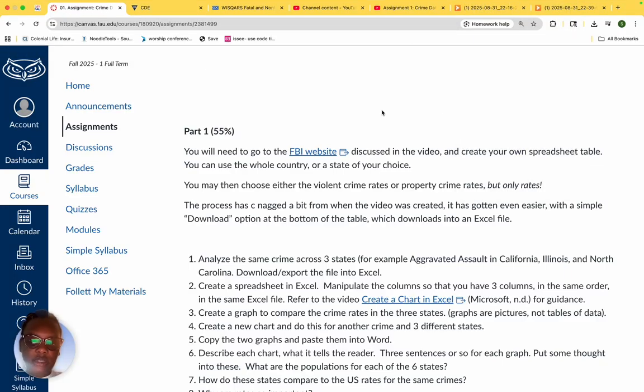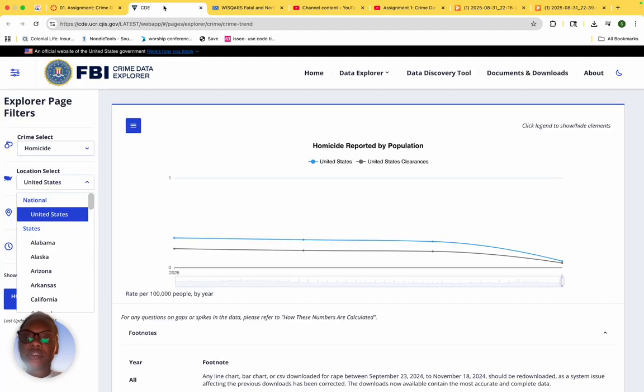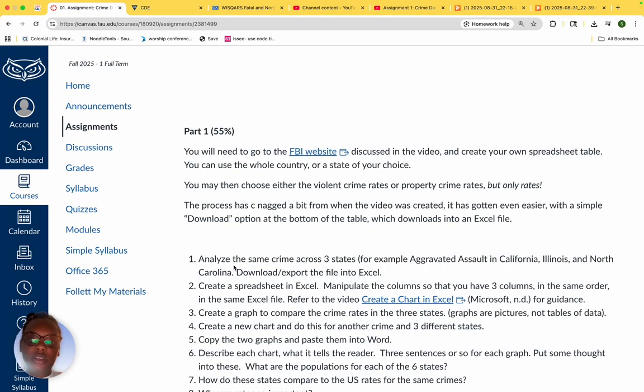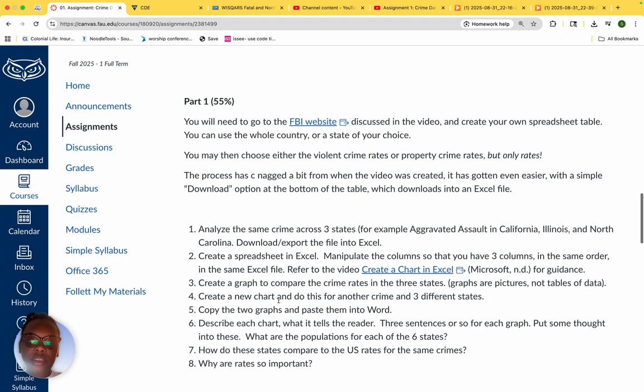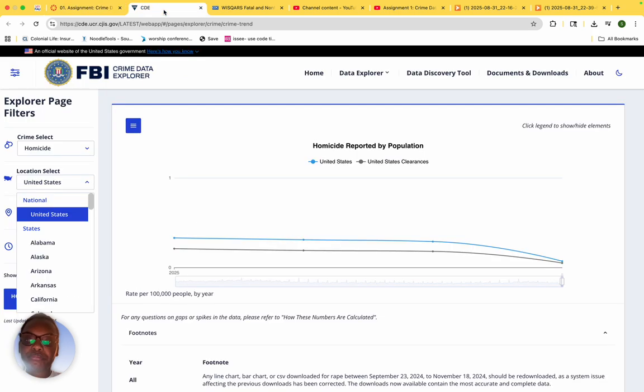So for assignment one, crime data analysis, for part one, we're told to go, based on instructions, to the FBI website, the FBI Crime Data Explorer website. We were asked to analyze the same crime across 3 states, and then download and export that data, the rates, to Excel, and then create a graph in turn.